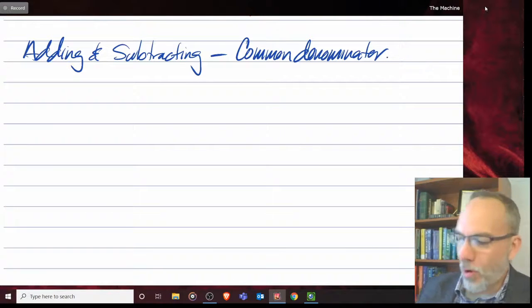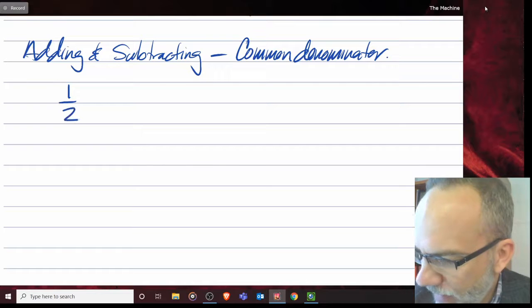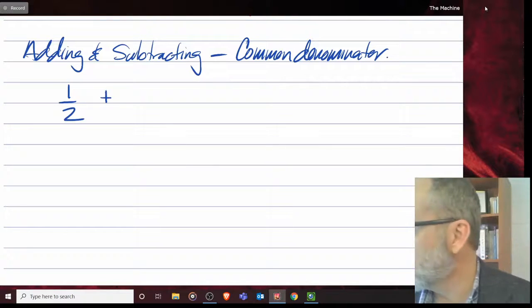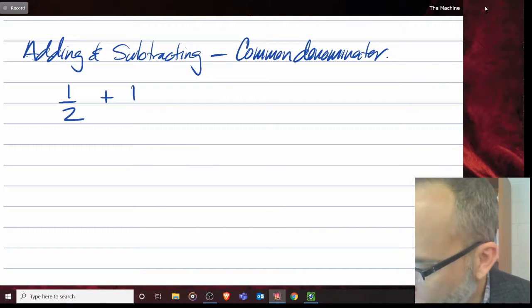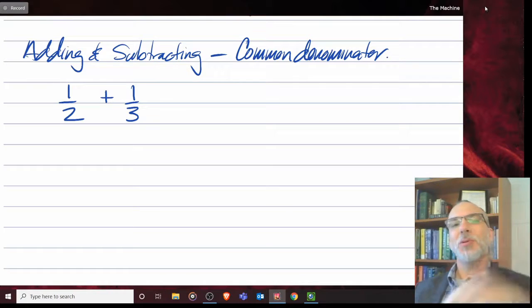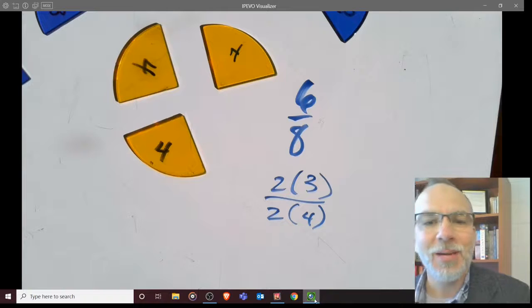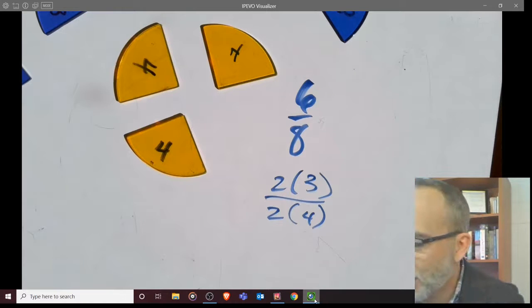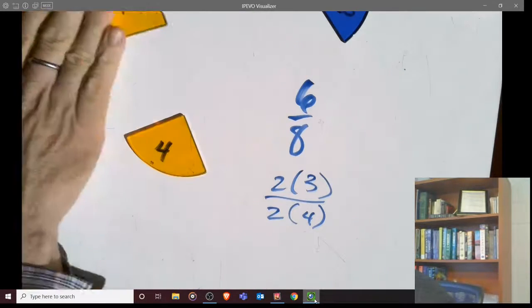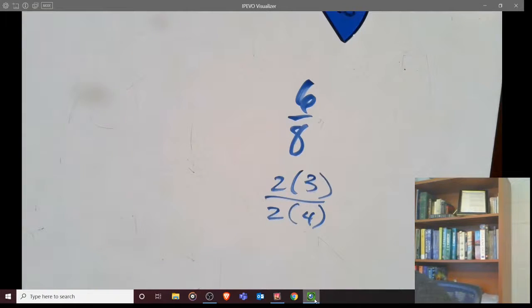Let's explore why. Let me take 1/2 and let me say I'm going to add it to, what have I got? I'll add it to 1/3. Okay? And let me switch over to the little fraction pieces, and we'll have this discussion here, and we'll talk about why we have to do that. So let me clear this out.